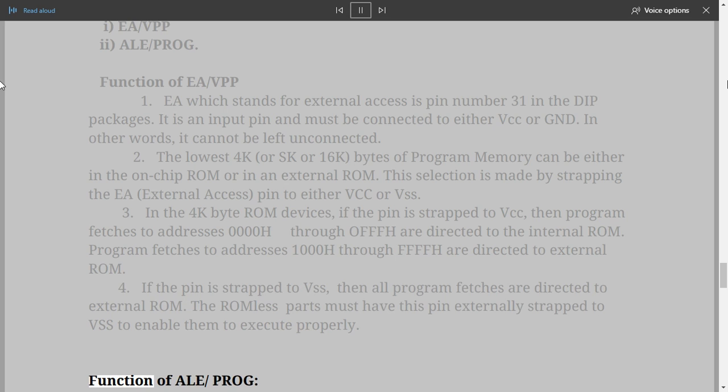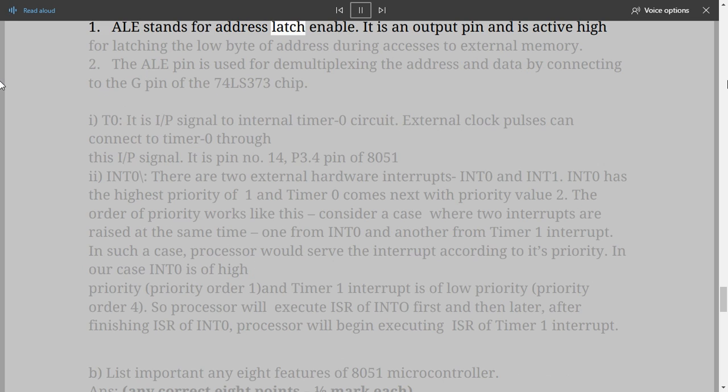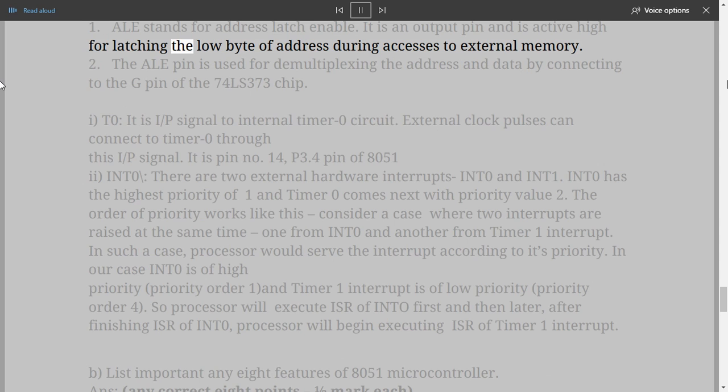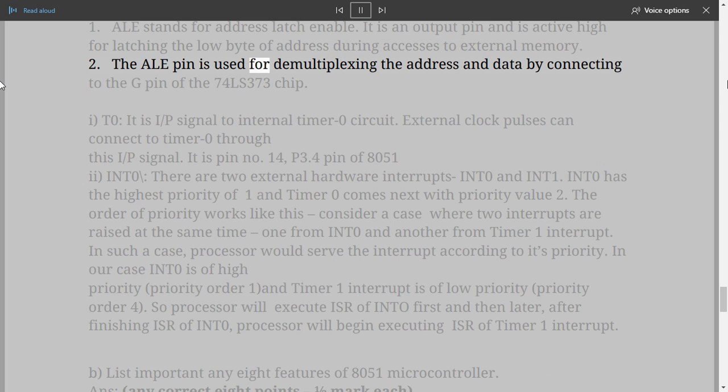Function of ALE/PROG. 1. ALE stands for Address Latch Enable. It is an output pin, and is active high for latching the low byte of address during accesses to external memory. 2. The ALE pin is used for demultiplexing the address and data by connecting to the G pin of the 74LS373 chip.